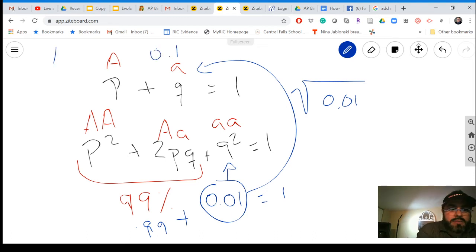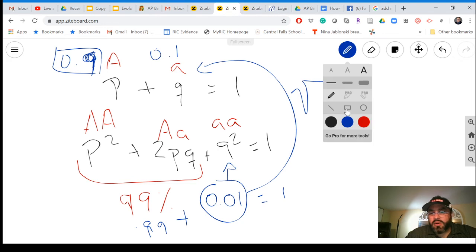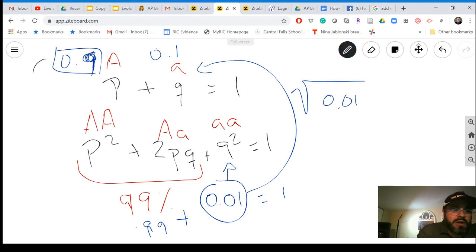So in order for me to calculate p, I need to take 1 and subtract 0.1. And if I do that, my answer becomes 0.9. Once I have 0.9, all I have to do is work my way down the equation. So p squared would be the same thing as saying 0.9 squared, which, if my calculations are correct, is 0.81. This is p squared.